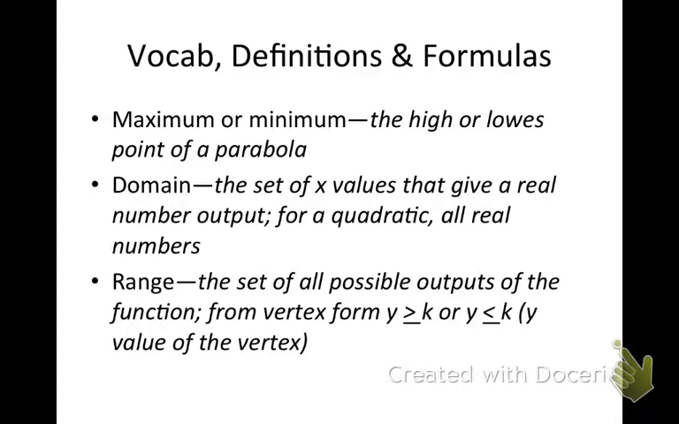Also, a few more things just to recall from our last concepts. Minimum or maximum. This is the highest or the lowest point of a parabola. And then we're going to continue to talk about domain and range. Remember, the domain is a description of all the values that we can plug in for x that will give us real number outputs. The range is what happens when we put in the domain. It is the set of the possible outputs.